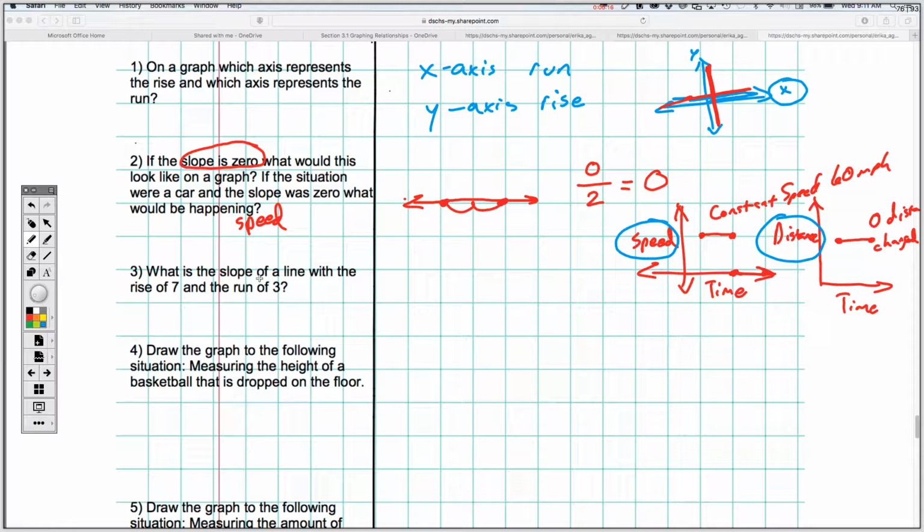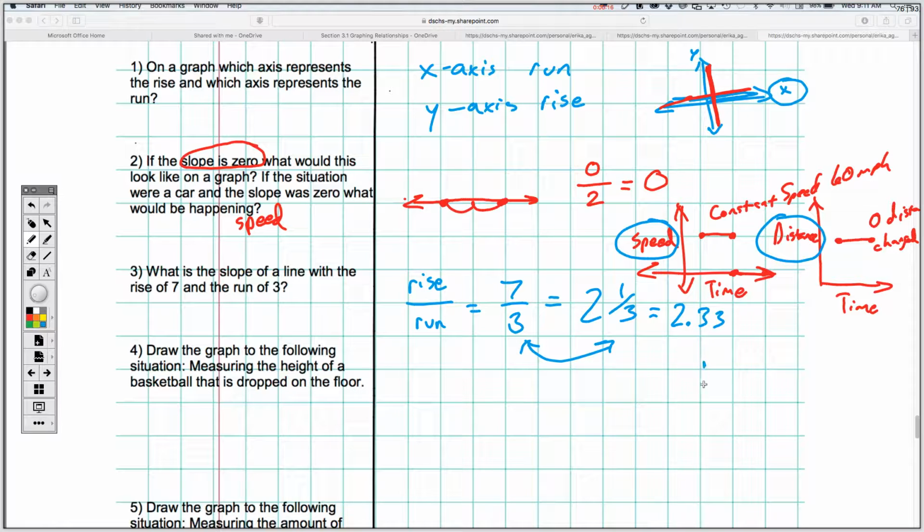Okay, what is the slope of a line with the rise of 7 and the run of 3? So if I write the fraction, what's on top? 7. So we put the rise on top. So it's always rise over run. So this would be 7 over 3. Do I want to change this to a whole number and say 2 1/3 though? You could, but which one's easier to graph? 7 over 3.